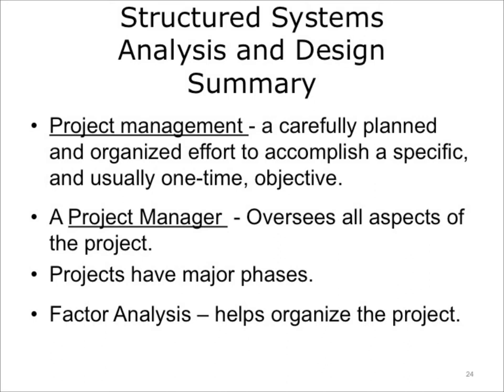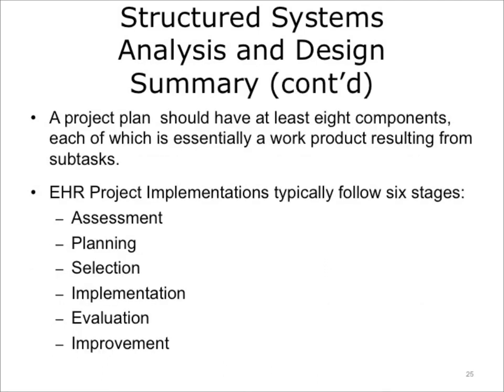Projects have major phases designed to move the project along in a logical and timely progression. A factor analysis is often done before the project begins to help determine scope, resources, and time needed to be successful. A project plan is then developed and typically should have at least 8 components, each of which is essentially a work product resulting from subtasks. The project plan helps identify specific details including workflow, teams, communication, and approvals needed to ensure project success.